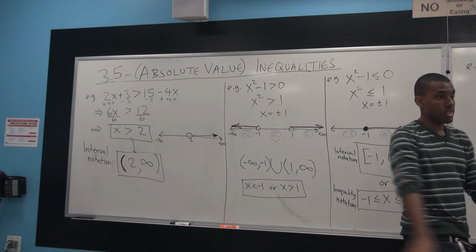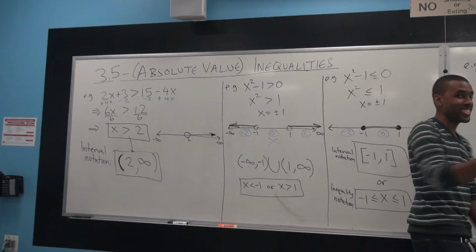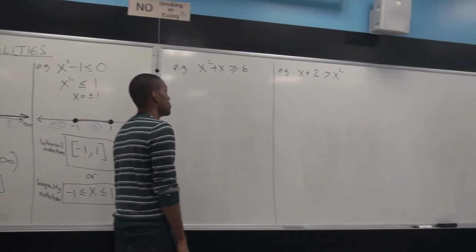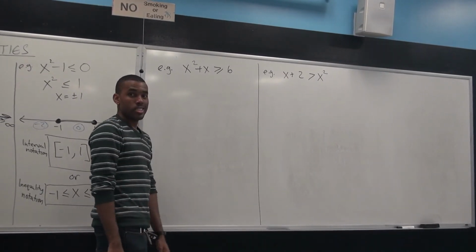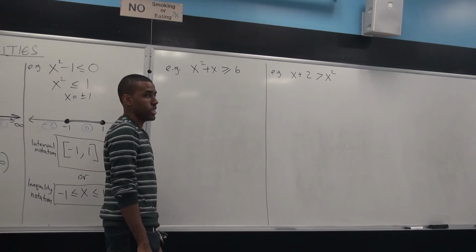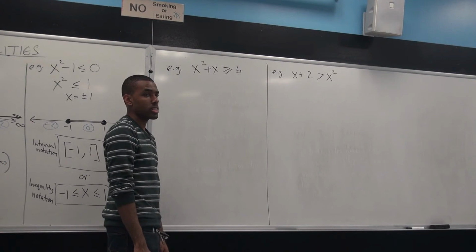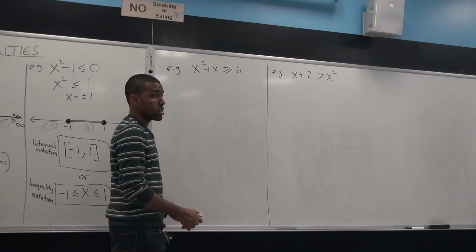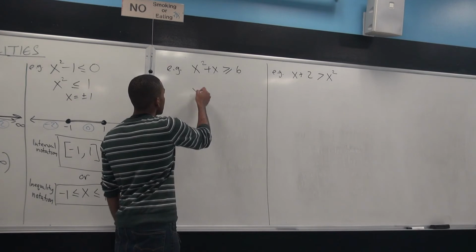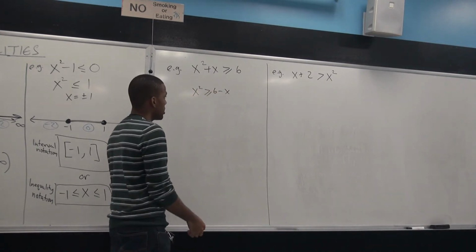All right, let's work on these together. I want to finish this section. Okay, what did you try? Did anyone try it? What did you try? I did x squared greater than 6 minus x. You put x squared greater than 6 minus x. And then what did you do with that?